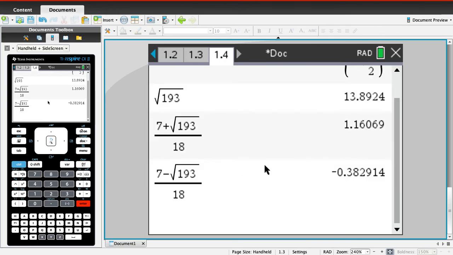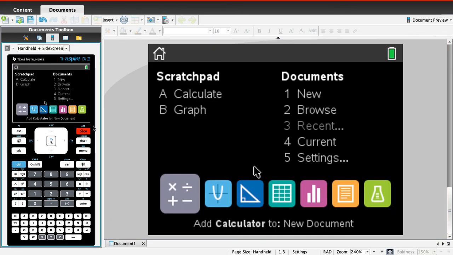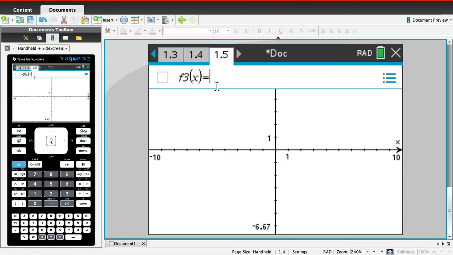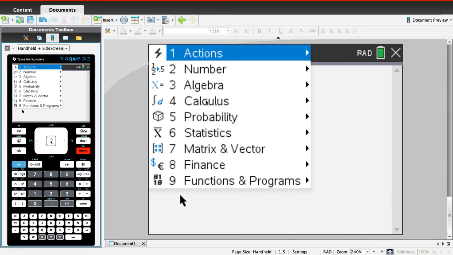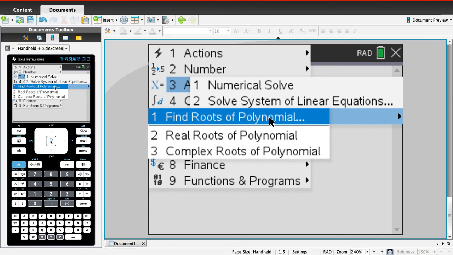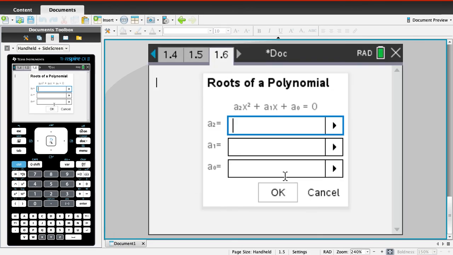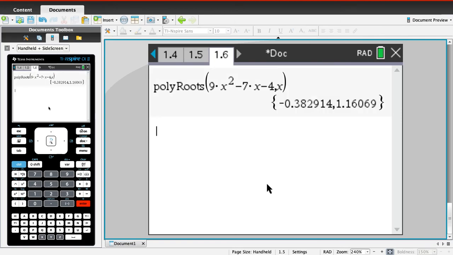So I should have answers at approximately 1.16 and negative 0.383. Let's go ahead and graph this. Or actually, let's use our root finder. So let's go ahead and head home. We're going to go back to my home page. I'm going to hit menu, algebra. I'm going to go find the roots, and let's type in those numbers. 9, negative 7, negative 4. And look at that, the exact same number. So we did this correctly.